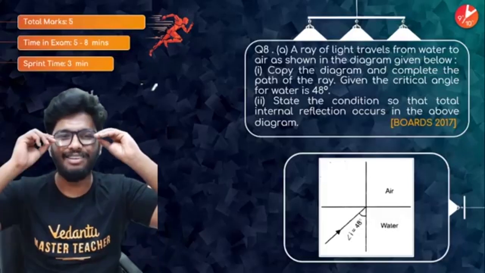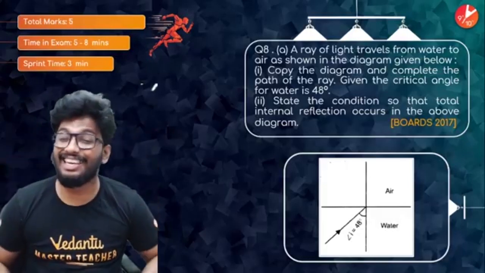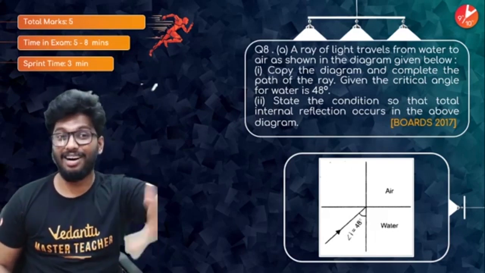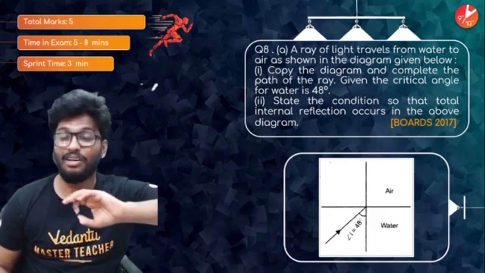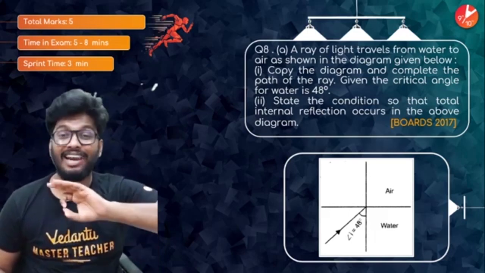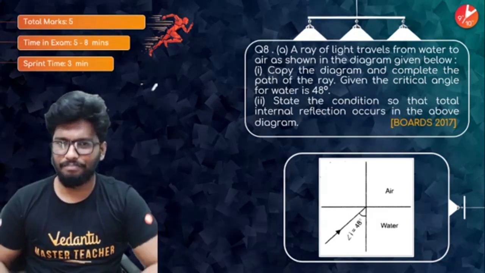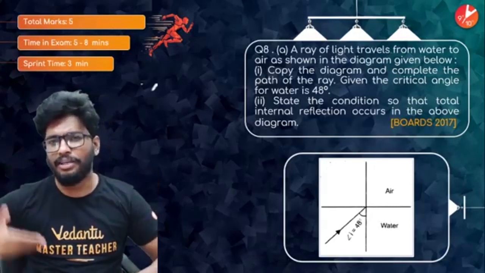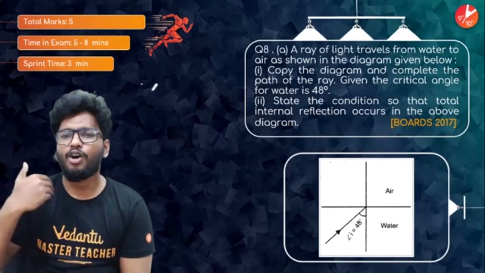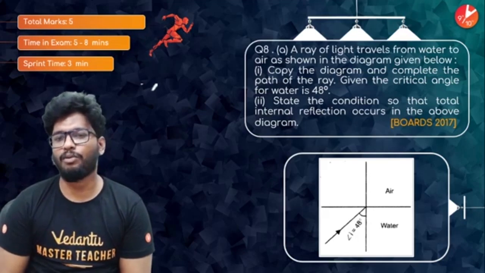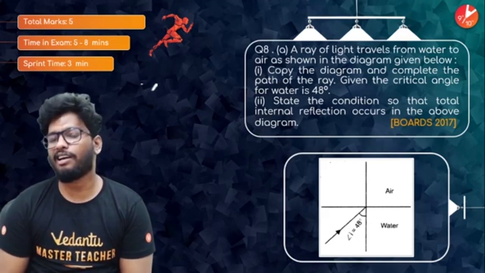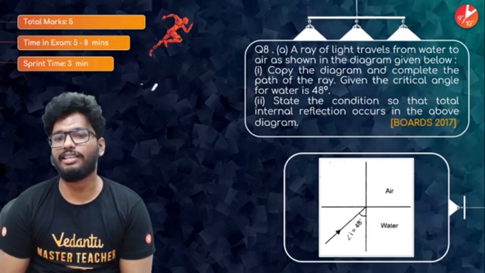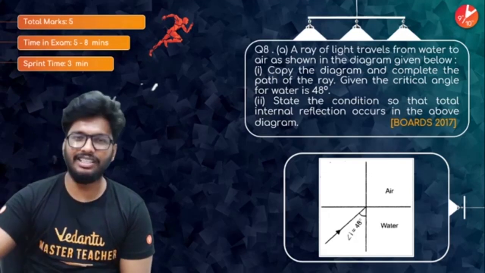Moving on to the 8th question, a 5-mark question, people. This is an easy peasy question. 2017 board exam, 5-mark. 5 to 8 minutes. We'll do it in less than 3 minutes. Trust me, it won't take more than 3 minutes. The question is this. A ray of light travels from water to air, so from a denser medium into a rarer medium, as shown in the diagram. Copy the ray diagram and complete the path of light. Given that the critical angle of water is 48 degrees, state the conditions so that total internal reflection occurs in the above diagram. Such an easy peasy question, guys.